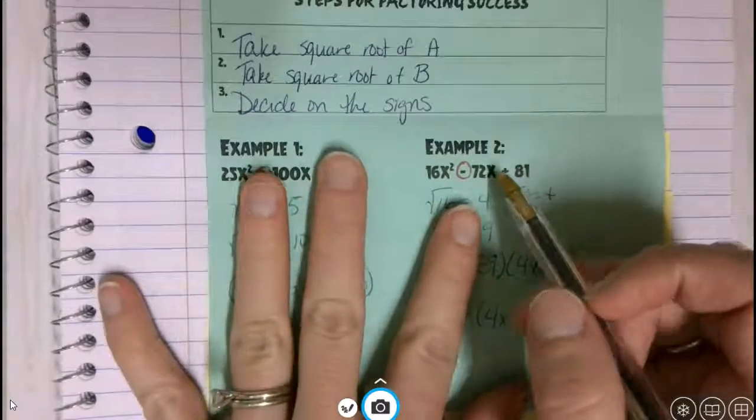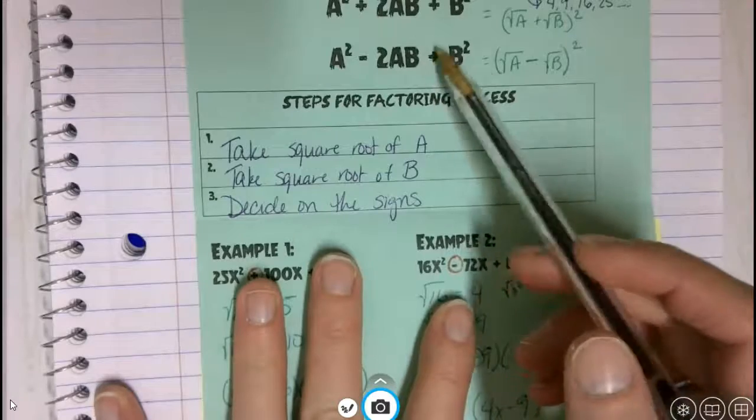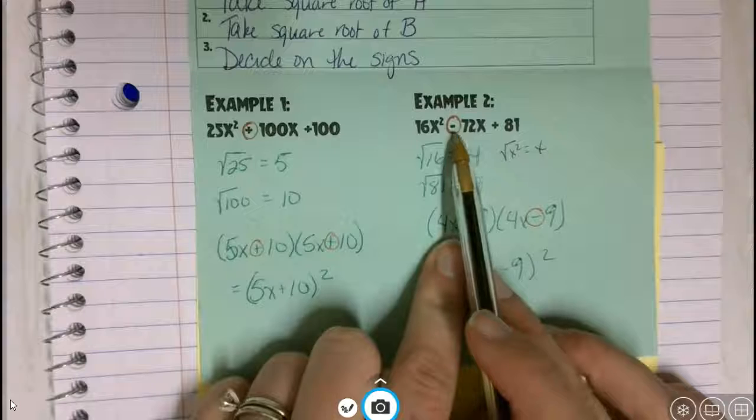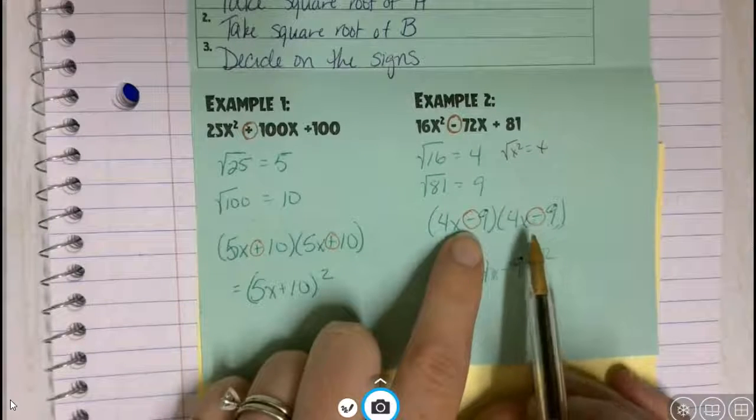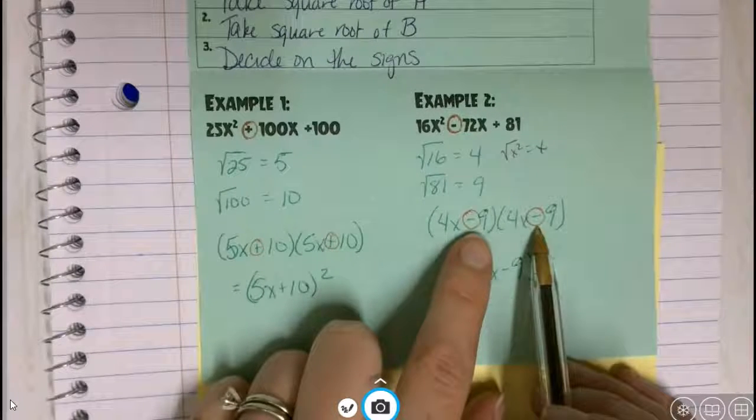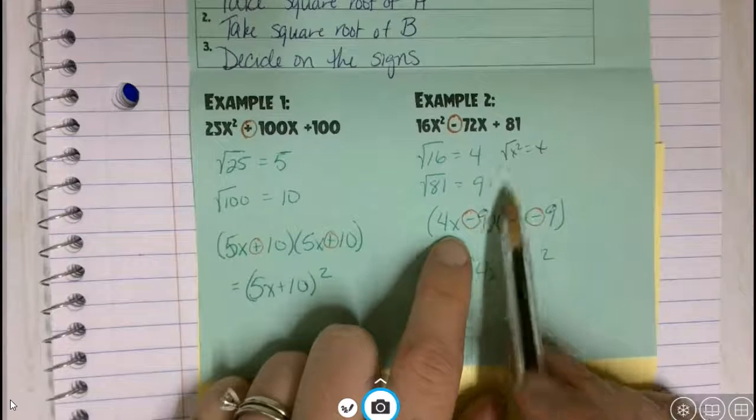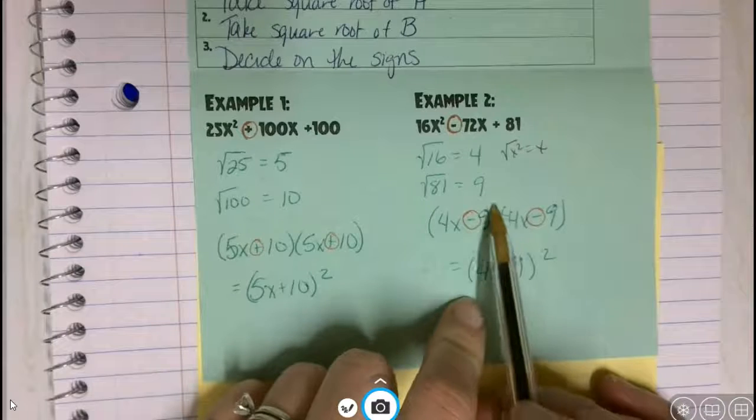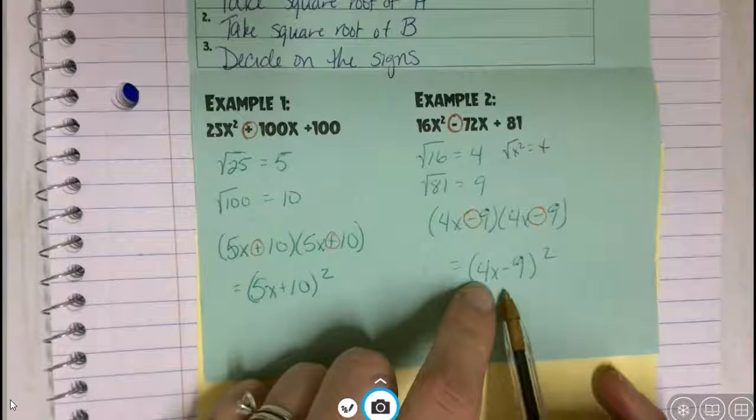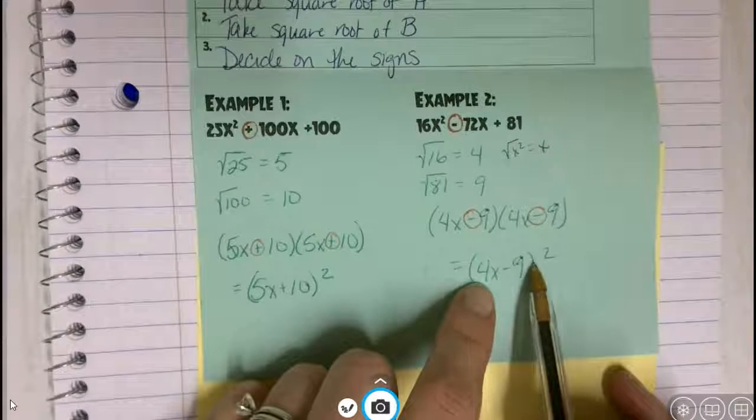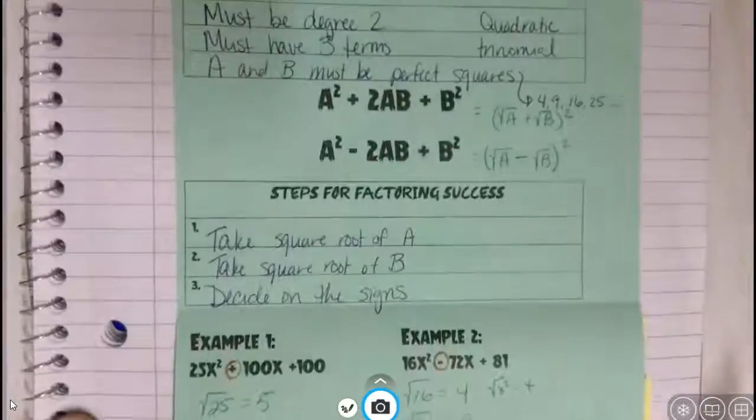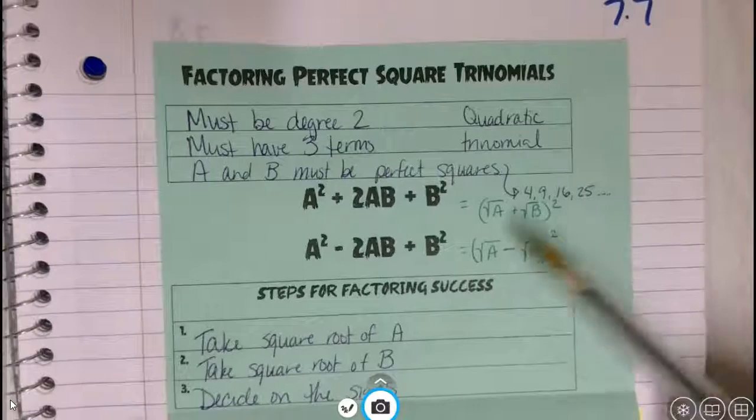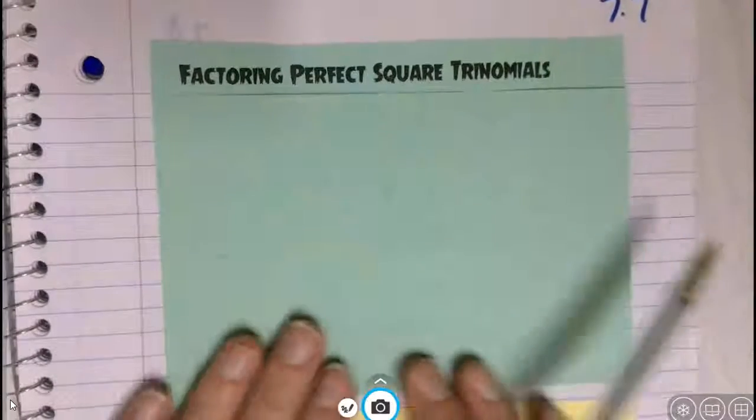So I know that this follows one of my patterns and one of my rules. I can go ahead and continue. Since this is subtraction, I know that I'm going to have subtraction in between my 2 terms. So I end up with 4x as the first part, minus 9 as the second part. Since these 2 things are the same, I can rewrite it as 4x minus 9 squared. Okay, so that's our perfect square trinomial. That's just the pattern that we're really going to be looking for. So make sure you keep this out for when you're working on it.